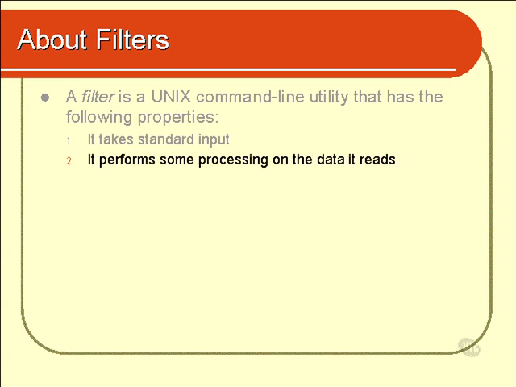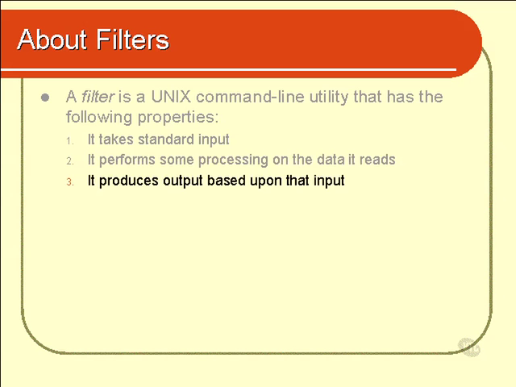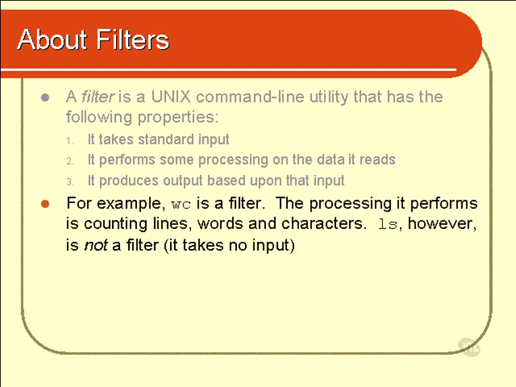Secondly, it performs some processing on the data that it reads. You can think what the processing is that WC does. And thirdly, it produces output based on that input. Can you think of the output that WC produces? Well, let's have a look at that. WC is, of course, a filter. The processing it performs is that it counts lines, words, and or characters.